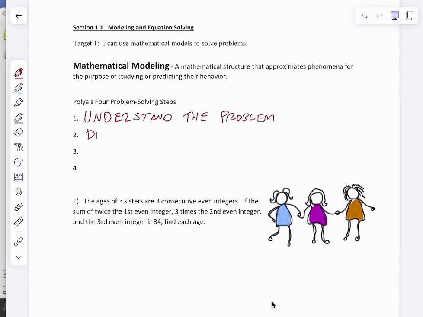Okay, step 2 is devise a plan, which is very general. Your plan could be to make a graph. Your plan could be to make an equation. Your plan could be to guess and check. Your plan could be to factor. Your plan could be to make a table. There's a lot of plans out there. And you might have a terrible plan. But it's better to have a bad plan than no plan. And so this is not saying make the right plan. It's saying make a plan. Okay? And step 3 is carry out the plan.